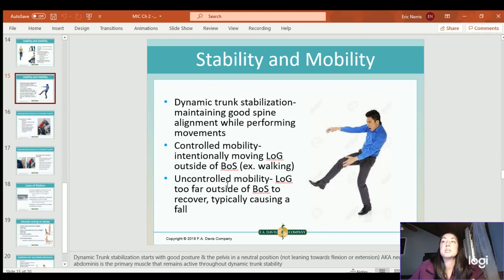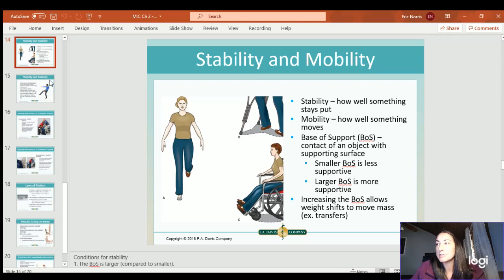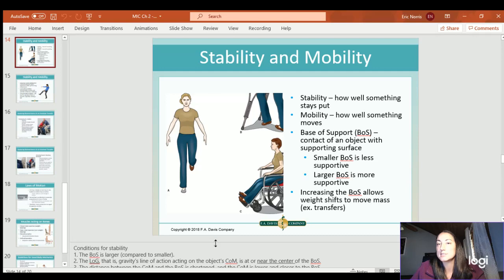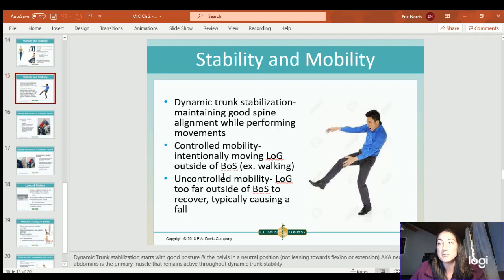Controlled mobility is when you are intentionally moving your line of gravity. Sorry, these abbreviations get me from time to time. Intentionally moving your line of gravity outside of your base of support. Walking would be an example. You're intentionally taking a step outside of your base of support in order to move. That's called controlled mobility. Uncontrolled mobility is when you move too far out of the base of support and you fall.